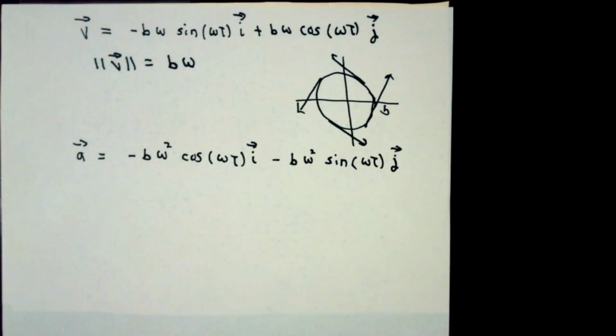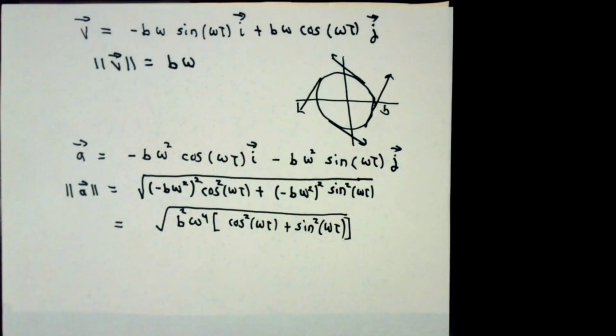Calculating the acceleration vector is straightforward. We just do the chain rule again. To calculate the magnitude, we do as before. We square the components, add them up, and take the square root. When I square the negative of b times omega squared, the negative sign goes away, and I get b squared omega to the fourth, which I can then factor out underneath the radical sign. Once again, cosine squared omega t plus sine squared omega t is 1, so this will simplify nicely.